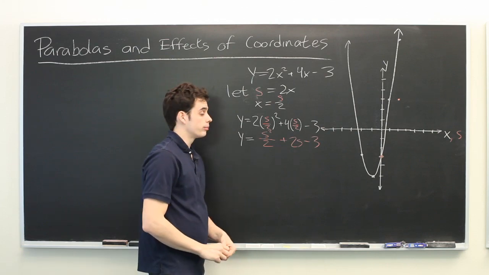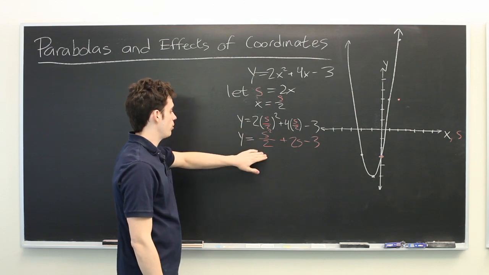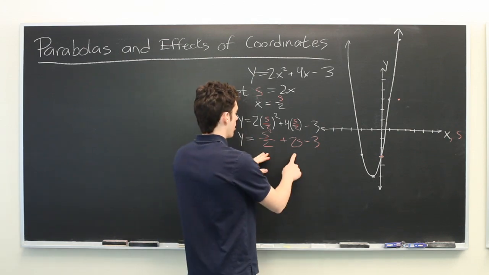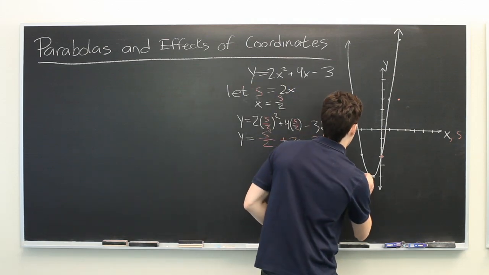How about negative 2? Negative 2 squared is 4, 4 over 2 is 2. Minus 4 is negative 2, minus 3 is negative 5.